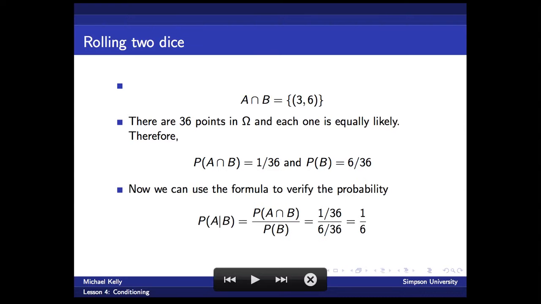Now we can use this formula to verify our intuitive computation from earlier. The probability of A given B is the probability of A intersect B divided by the probability of B, just because that's the definition that we gave to that notation. And now plugging in, this equals 1 out of 36 divided by 6 out of 36, and the 36s will cancel. So this is 1 out of 6, which does agree with the intuition.